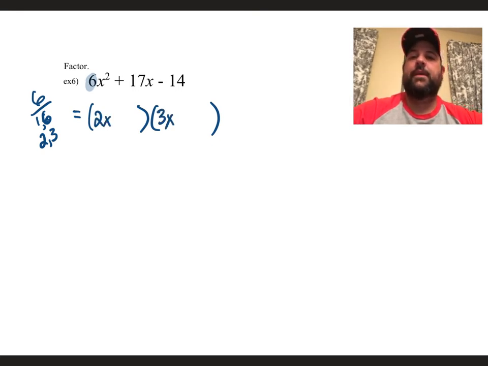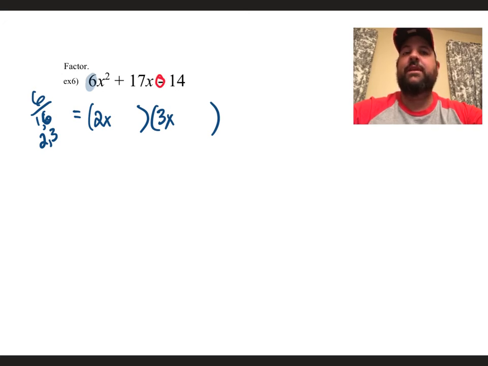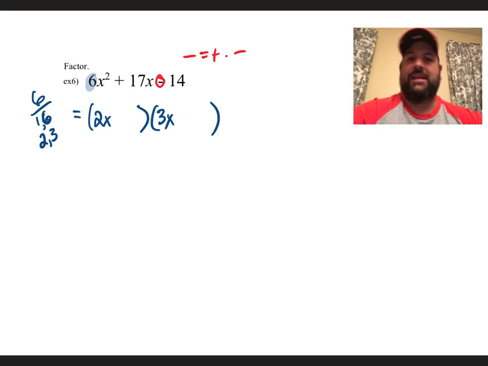All right. Then we're going to go through. The next step is to look at our signs. And if you want to pause and try this on your own, that's fine. Feel free to do so. Let's keep working through. The last sign here is negative. That means I have to use one positive and one negative sign. So I'm going to put plus here, minus there. Don't know if that's what it's supposed to be, but we'll find out.